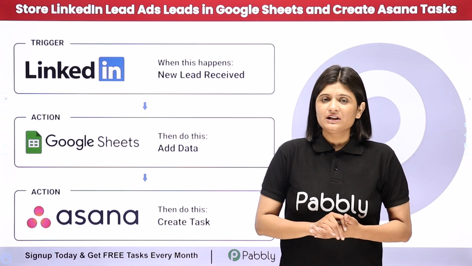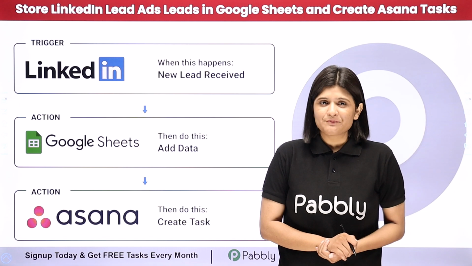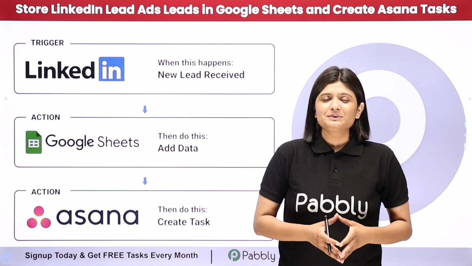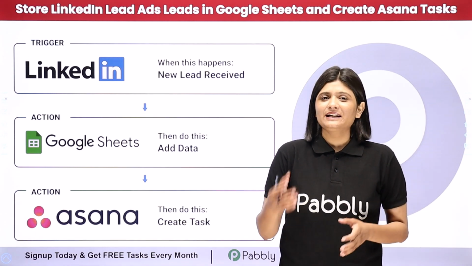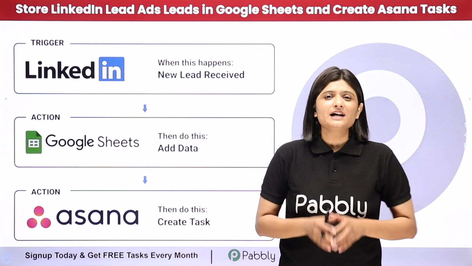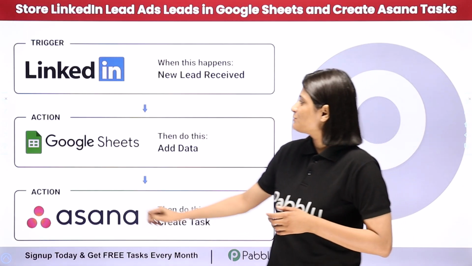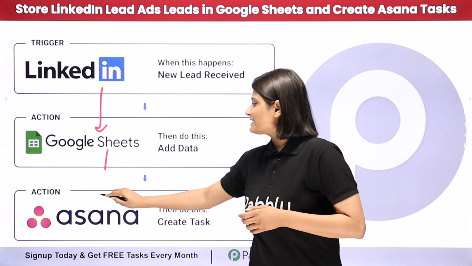Now doing this manually will consume a lot of my time, so I've completely automated this process. And to do this automation, I'm going to use Pabbly Connect. Pabbly Connect is an amazing automation and integration software which requires no coding or programming skills. Here I just need to build a connection between LinkedIn, Google Sheets and Asana.